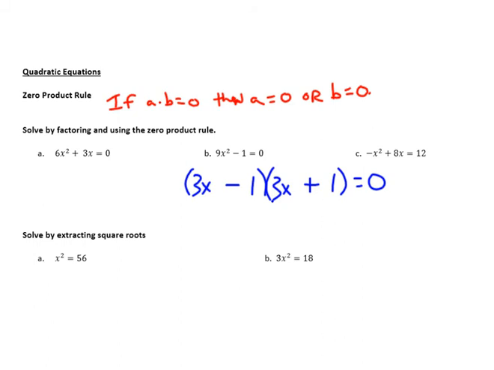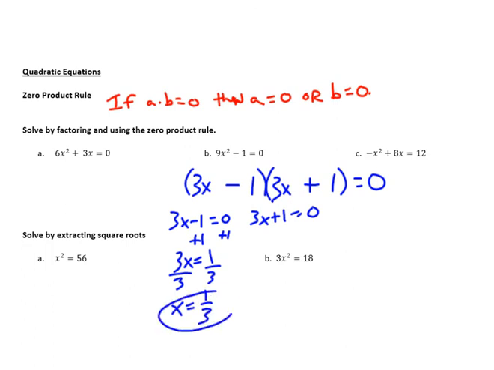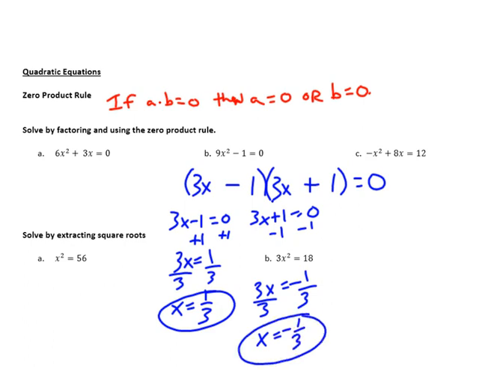So I've got 2 things multiplied equal to 0, zero product property. Add 1 to both sides. Divide by 3, I get x equals 1/3. Subtract 1 from both sides. And I get x equals negative 1/3. Plug those back in, and we're doing fine as far as checking, making sure these solutions come out correct.